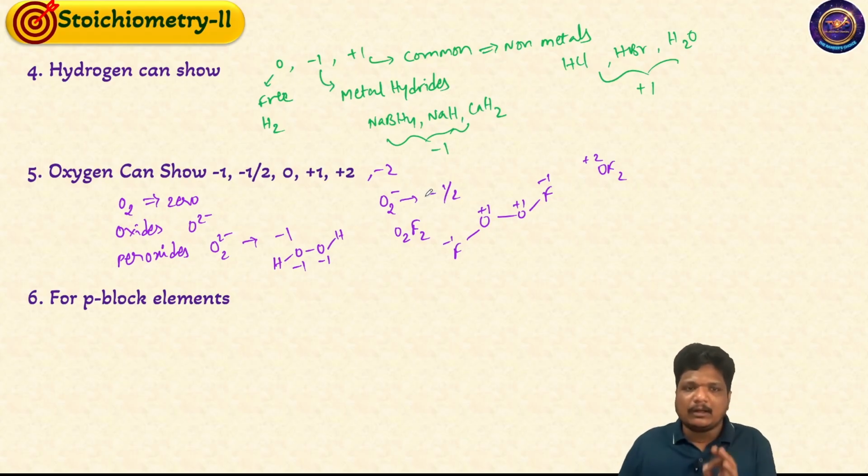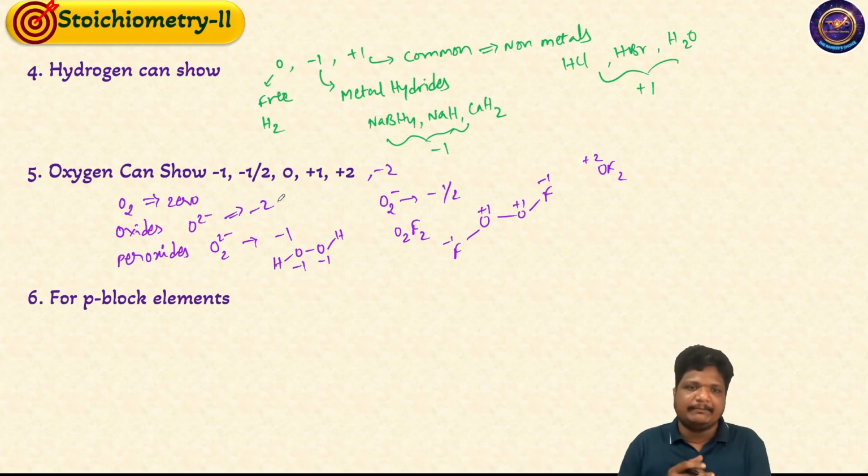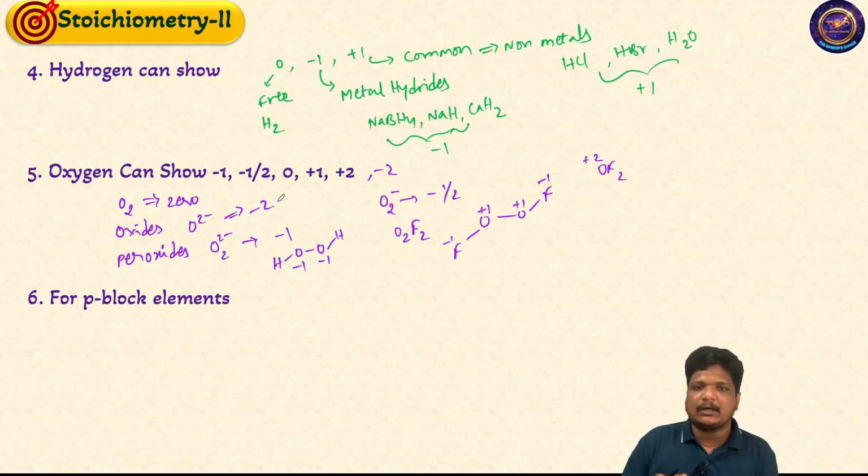In this way you can observe the oxidation states of oxygen in different compounds. In normal oxides it shows the minus 2 oxidation state. In peroxides it shows the minus 1 oxidation state. In superoxides it shows the minus half oxidation state. In O2F2 it shows the plus 1 oxidation state. In OF2 it shows the plus 2 oxidation state.